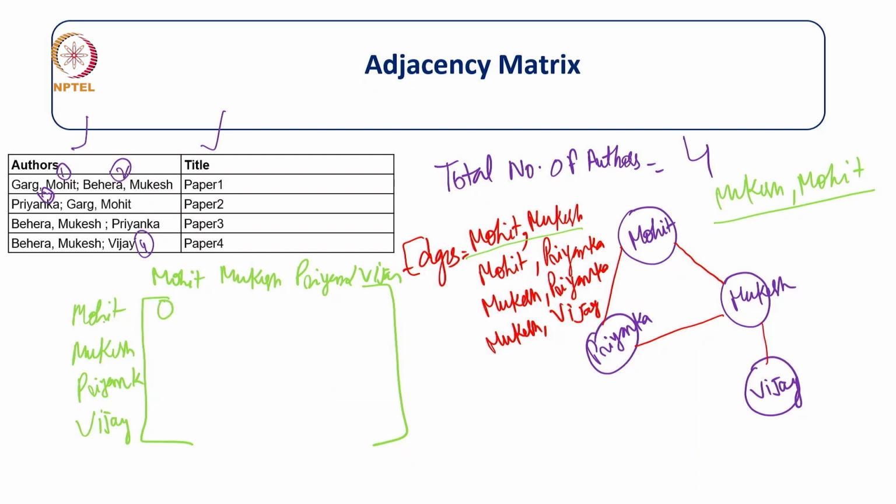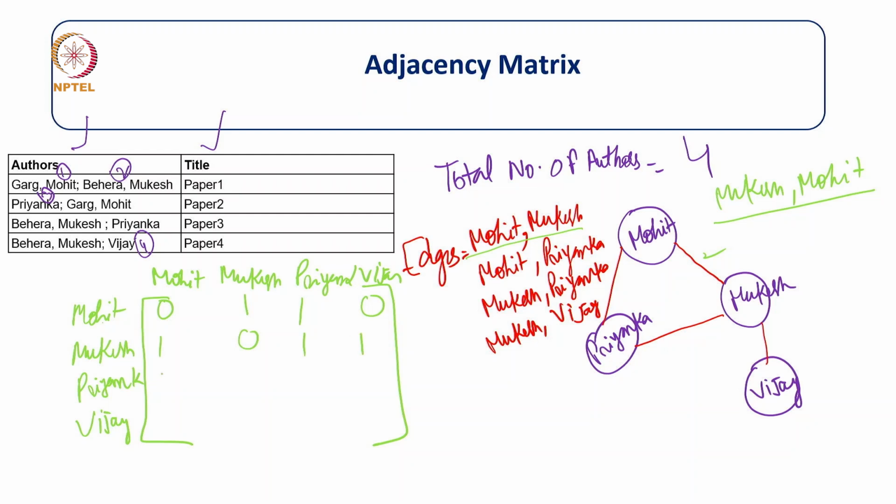Now if there is an edge between any two nodes, we will write 1. So for Mohit and Mukesh, there is an edge, we will write 1. For Mohit and Priyanka, we have an edge, we will write 1. For Mohit and Vijay, there is no edge, so we will write 0. For Mukesh and Mohit, we have this edge, so we will write 1. For Mukesh and Mukesh, 0. For Mukesh and Priyanka, it will be 1. And for Mukesh and Vijay, it will be 1.